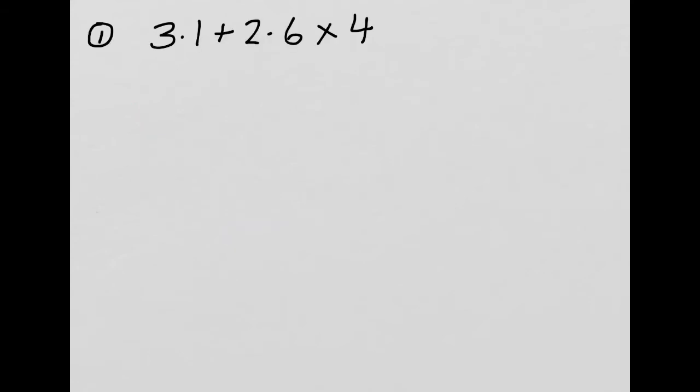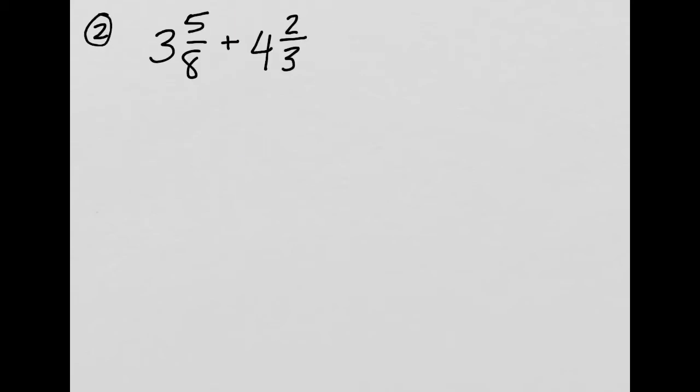Right, let's get to the answers now. First question is just your standard BODMAS question once again. So take your multiplication part first of all, get your answer to that, and then add it on to the 3.1. Nice and simple start.